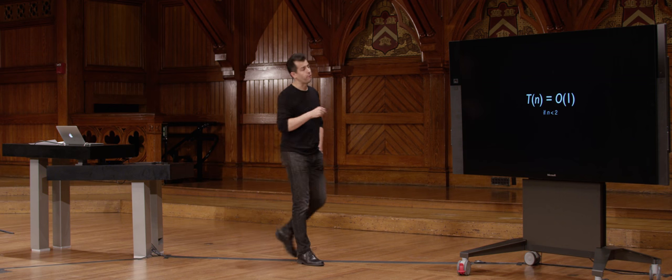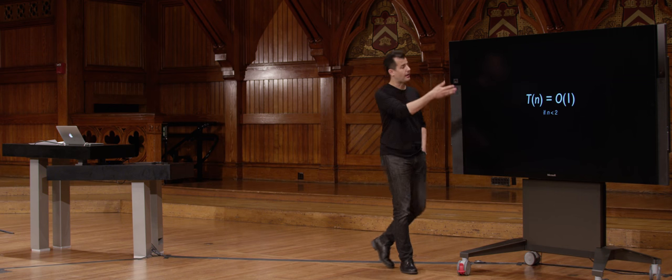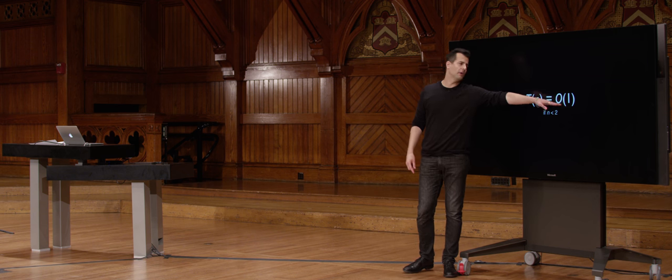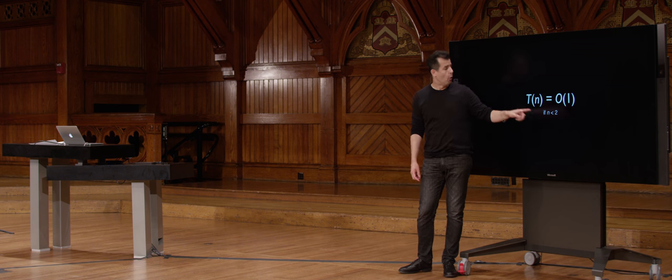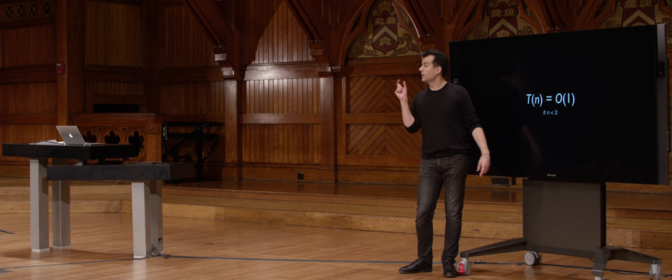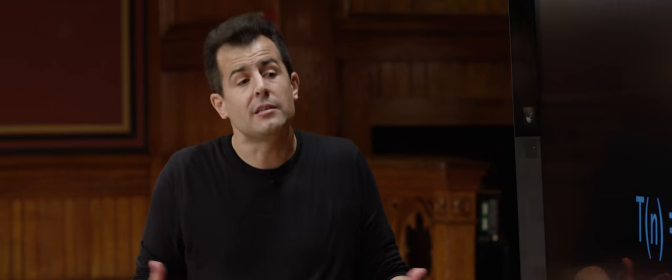So the running time, which I'm going to formulaically say is T of n, so the running time when your input is of size n, is just going to be on the order of constant time, big O of 1, whenever n is less than 2. This is not a very bold claim. It's like I'm plucking off the easiest part of the question. But it's at least correct. If you have a small list, it's constant time.